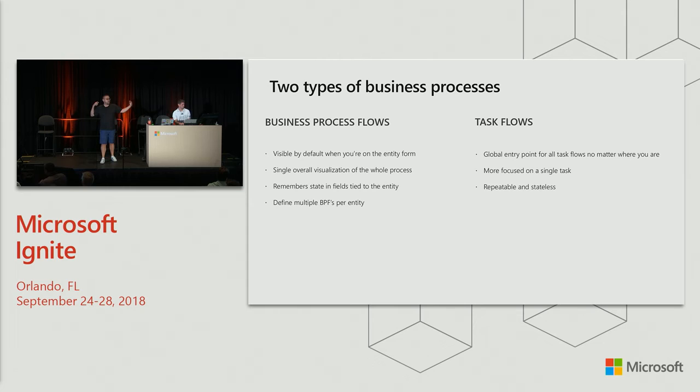So we've seen the two types of flows. You saw David working on two types of business process flows. So we have the business process flows and then the task flows. The difference between the two is that the business process flows are kind of the default. Those are the ones that you're going to start using right out of the box. And then task flows are kind of your global entry for tasks, no matter where you are. They're more focused on one task instead of a list of tasks.